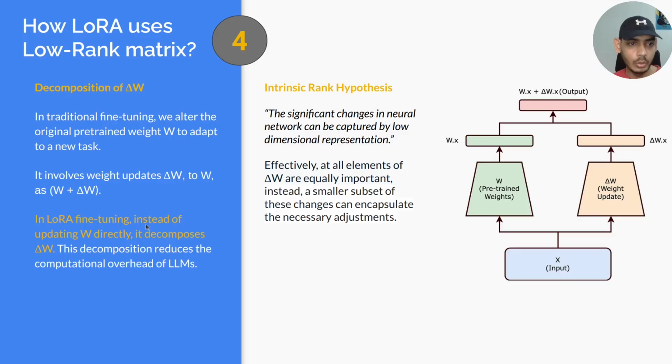So in LoRA fine tuning, instead of updating W, we decompose delta W using A and B. If you see in the diagram here, delta W dot X is the part where the weight update is happening, which is what we are trying to fine tune. This is again the intrinsic rank hypothesis: the significant changes in a neural network can be captured by a low dimensional representation, and I'm going back to PCA to understand this basic concept.